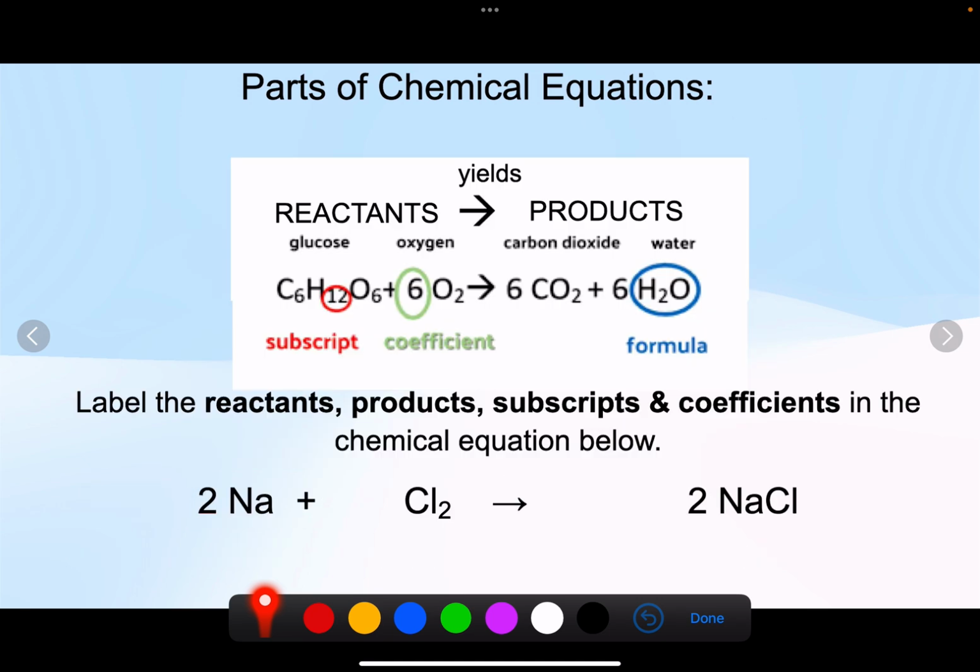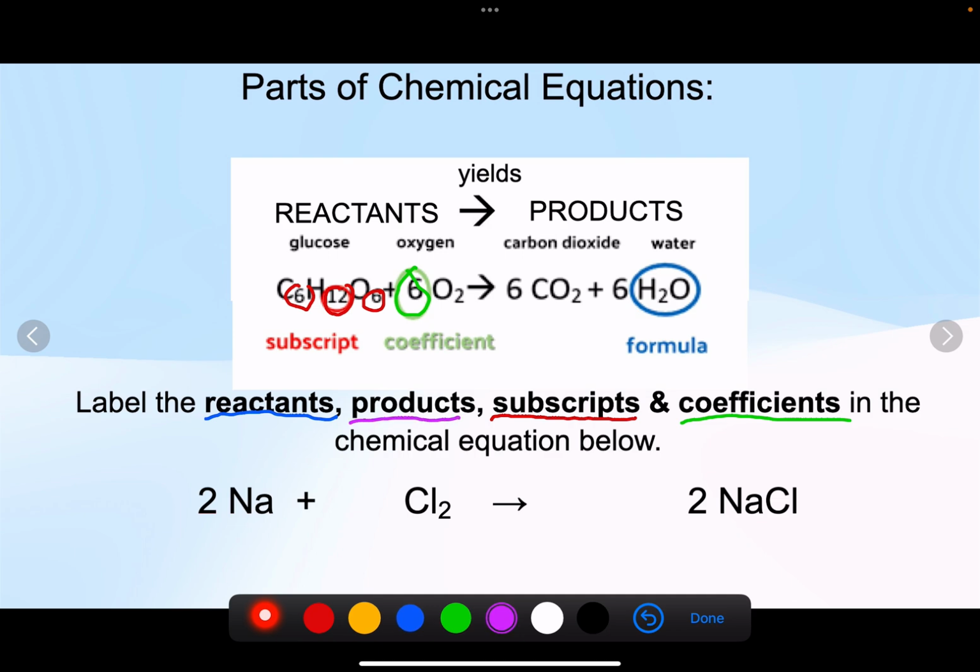So in this, let's go ahead and we'll say the subscripts, keeping with the theme up there, all right? I'm going to label the subscripts in red. So up here in this equation, the subscripts are the little numbers, right? The coefficients are going to be in green up here, or circle those. The reactants we'll underline in blue, and the products we'll underline in purple.